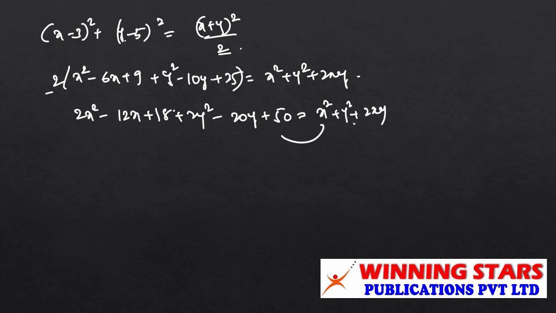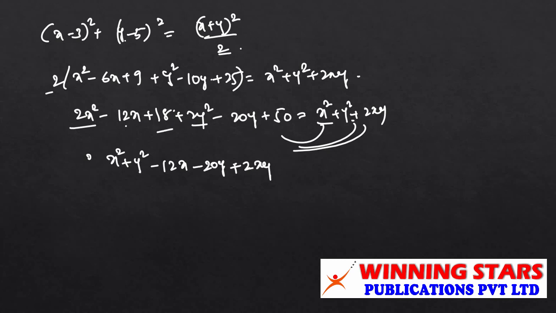So these three terms I will bring to this side. It will become 2x square minus x square, x square will come here. 2y square minus y square means plus y square will come here. So minus 12x will come here, and minus 20y, and after that minus 2xy will come here. After that 18 plus 50, how much will come? 68 will come here. This is the answer to the given question.